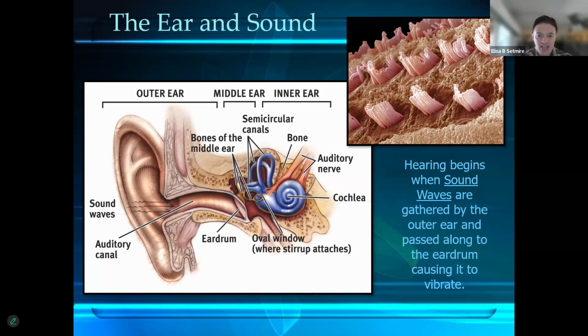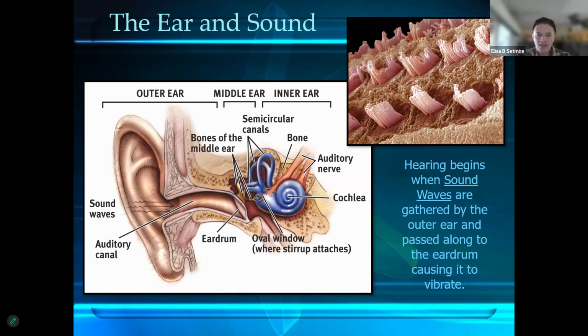As we move on to sound, another very important sense, right? Hearing begins when sound waves are gathered by the outer ear, right, and passed along to the eardrum, causing it to vibrate. The vibration of the eardrum causes three tiny little bones in the middle ear to vibrate: the hammer, the anvil, and the stirrup, the tiniest little bones in the body. And then these messages go to higher level parts of the brain, primarily the temporal lobes, which allow us to make sense of everything that we've taken in.